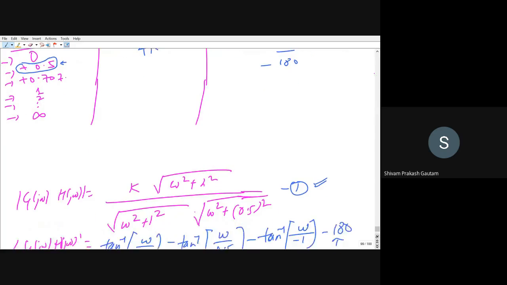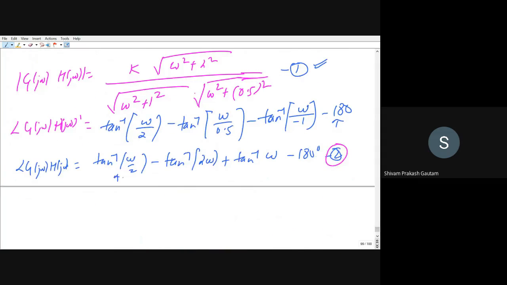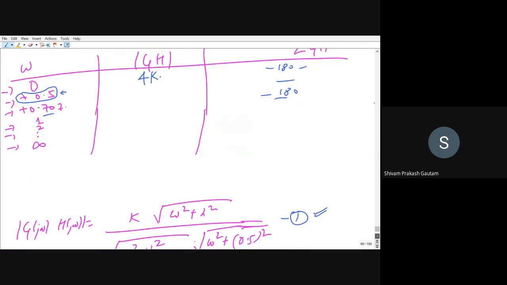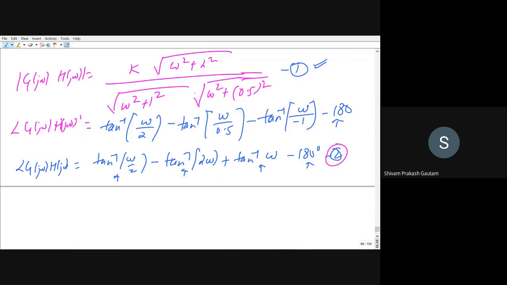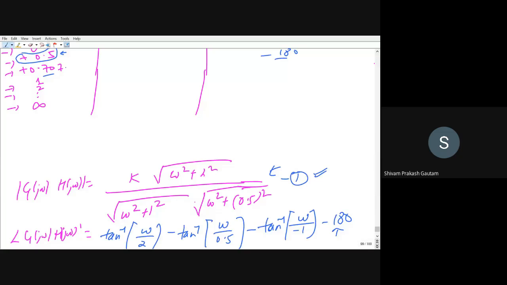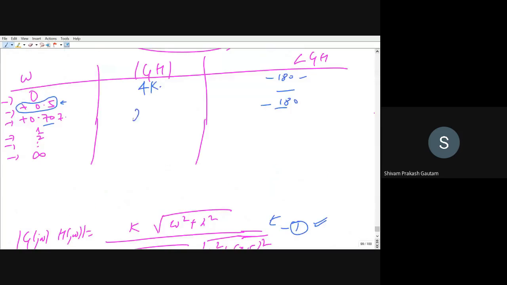If you put omega equal to 0 in the phase equation, this phase is 0, this phase is 0, this phase is 0. What is the phase you are getting? Only minus 180 degree. You can see I have already filled in minus 180 degree. At 0.707 also you are getting minus 180 degree. After the class you can put omega equal to 0.707 and check whether you are getting exactly minus 180 degree or not. You will be getting it, right? The thing is you have to calculate the magnitude at 0.707, and I have already calculated it: the magnitude is 2K.